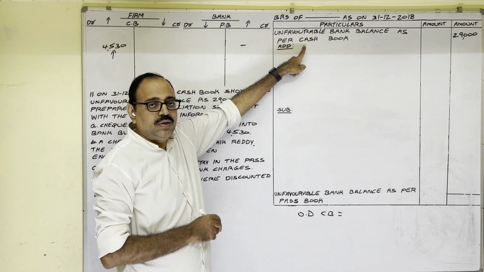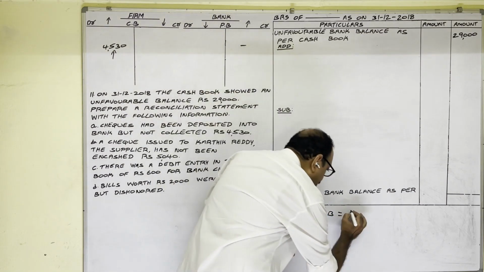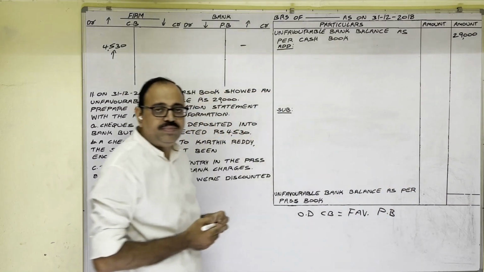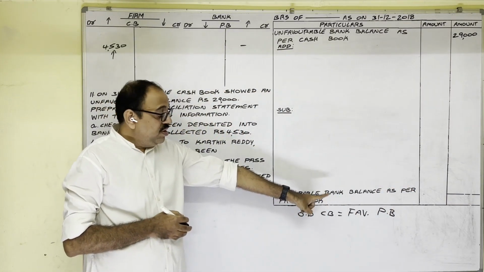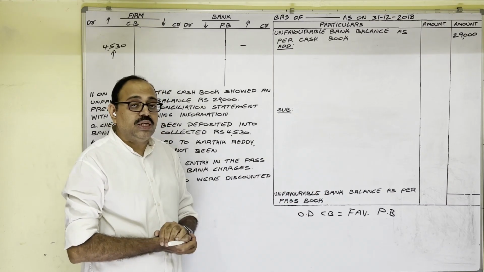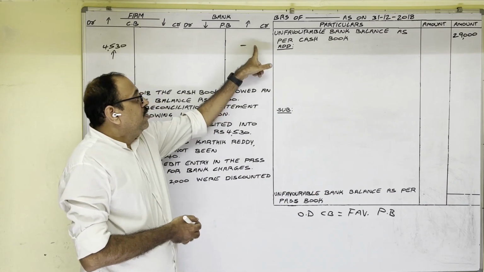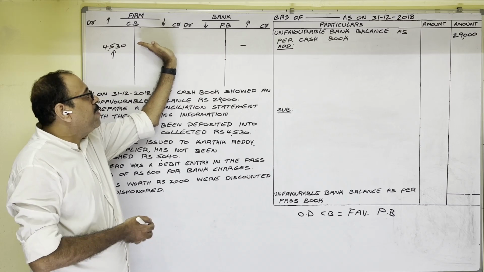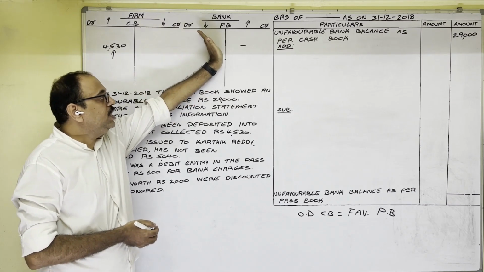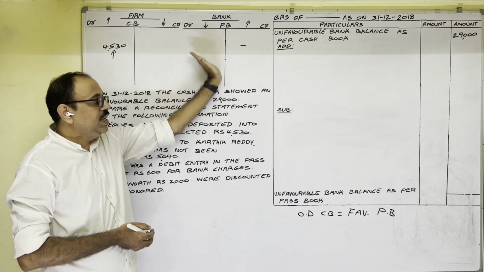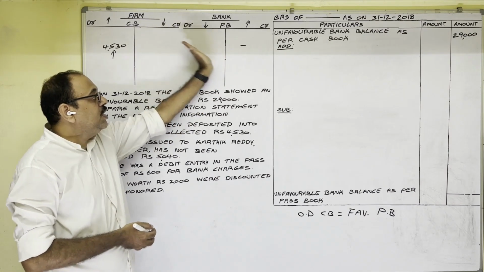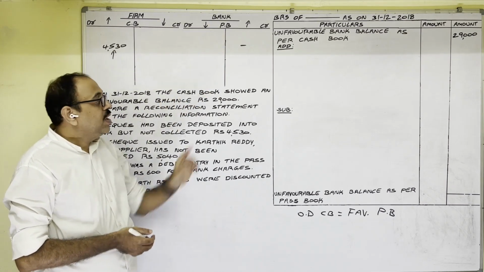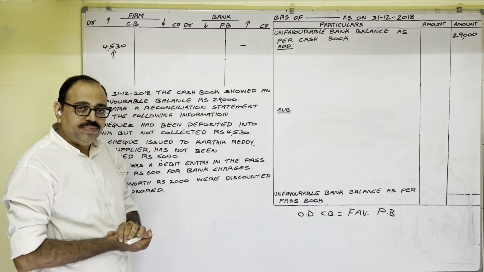But while analyzing, think that a favorable bank balance as per passbook is given in the question. In previous problems, when a favorable bank balance as per passbook is given, what do we do? We adjust the passbook as per the cash book. So as per cash book, if the bank balance is increasing, in the passbook we increase. If the bank balance is decreasing, we decrease. If it is constant, we make the balance constant. That rule we follow now.